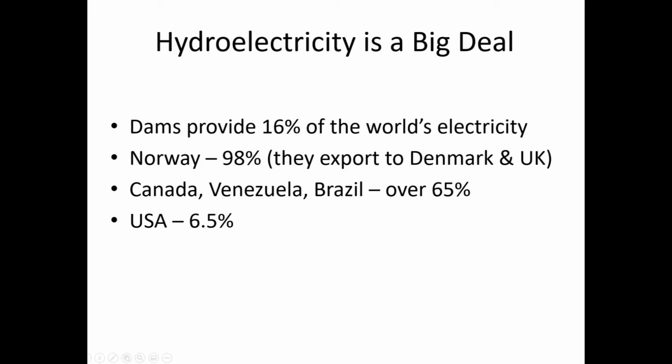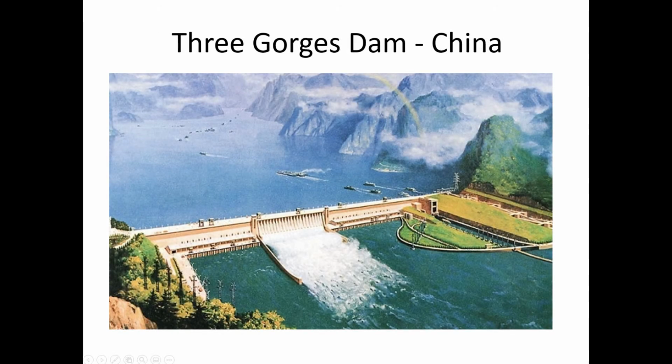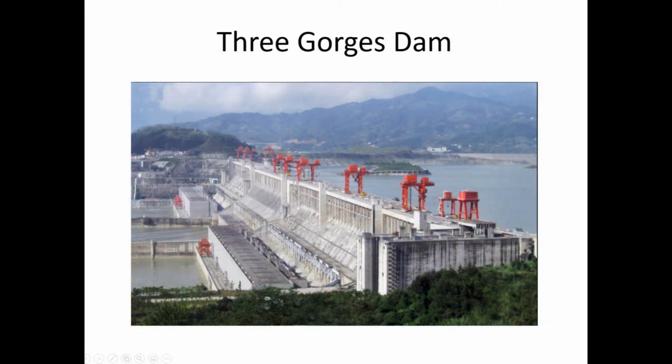About 6.5% of our electricity is from hydroelectric dams. The largest energy source in the world is the Three Gorges Dam in China. It generates as much power as 10 coal-fired power plants. It is the largest cement structure in the world. Its construction displaced 1 million farmers. The dam has become a major tourist attraction.